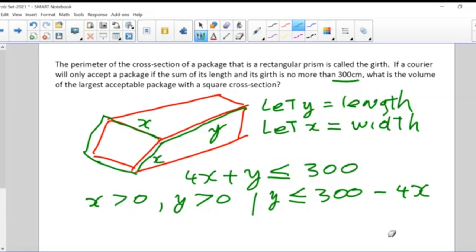So we know that we have an equation that links together the x and the y. It must be less than 300. We can just set it equal to 300 for now. But what else do we do with that? Remember, what we're trying to maximize, this is a maximization problem for this optimization here. What we're trying to maximize is volume. That's what we're trying to maximize.